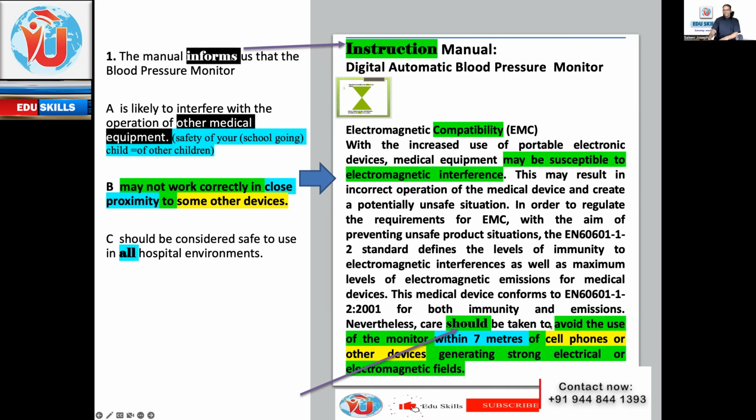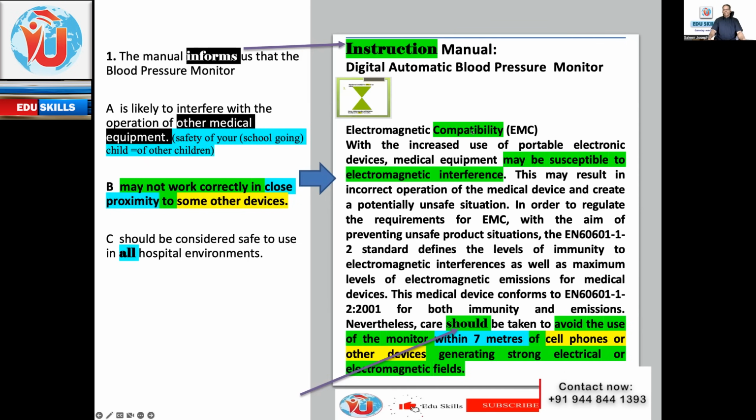Put in a negative sense, care should be taken to avoid the use of the monitor within 7 meters of cell phones or other devices generating strong electrical or electromagnetic fields. You see, proximity, close proximity, the synonymous language used is within 7 meters. To some other devices, cell phones or other devices is synonymous language being used. May not correctly work is the idea given here. So the topic sentence is repeated here.